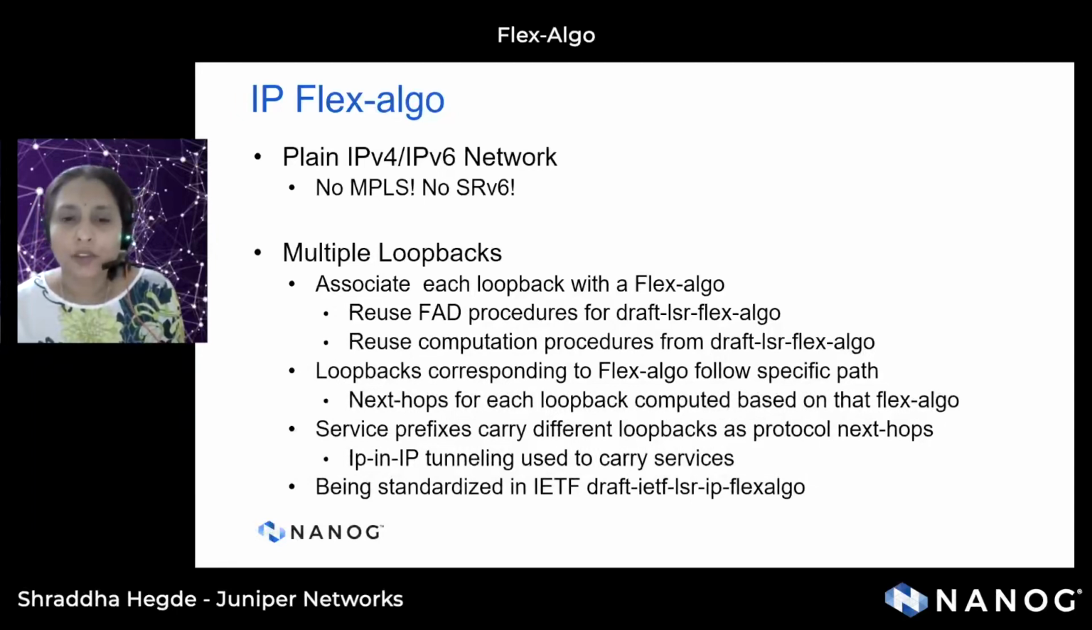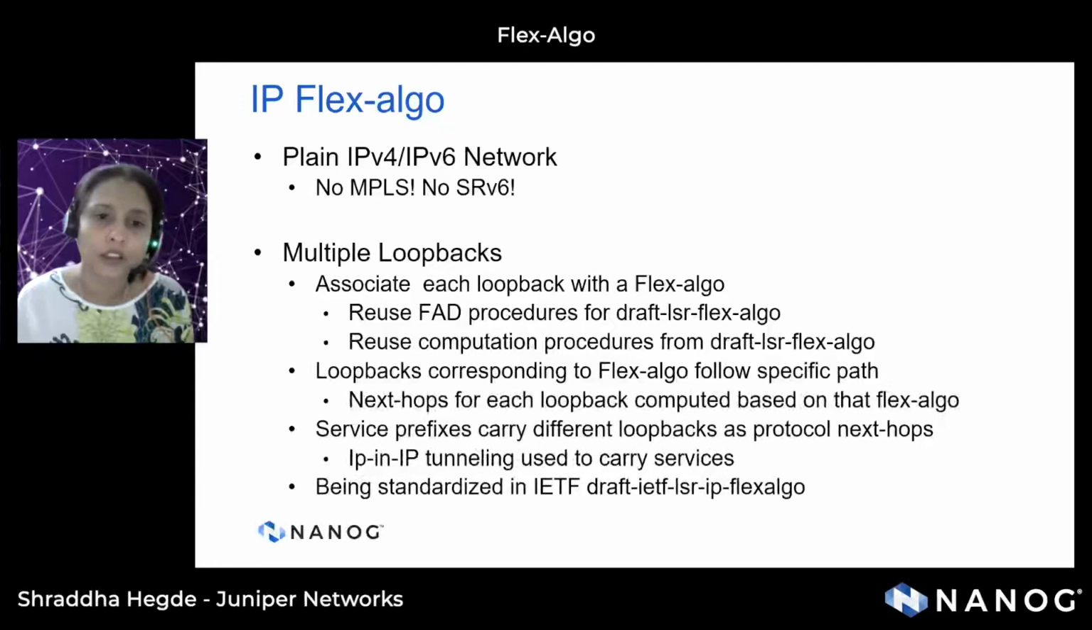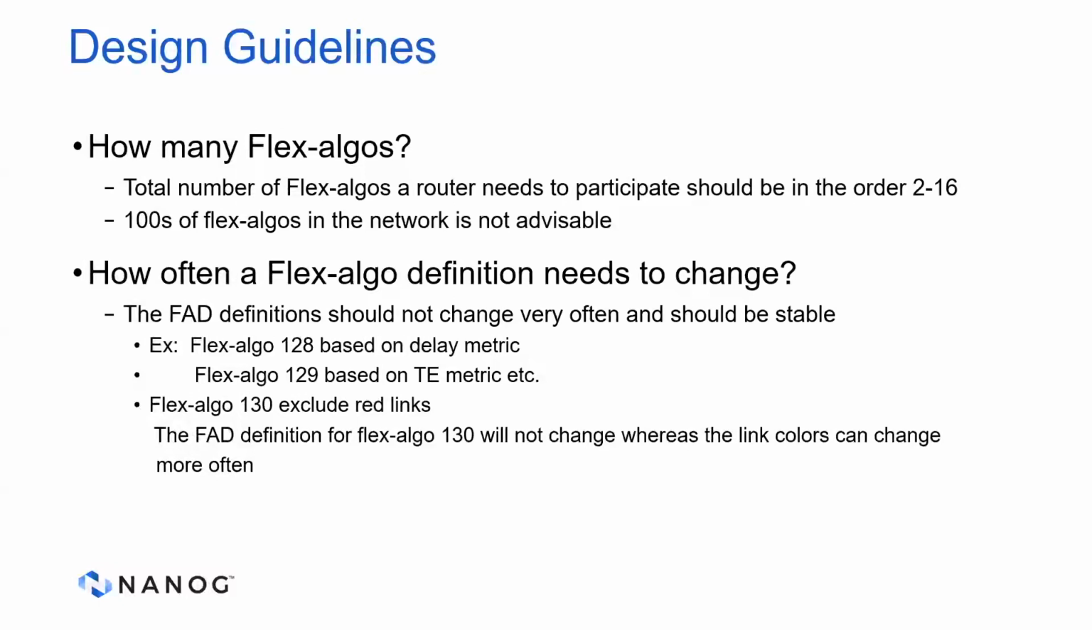Then, let's say there's a service prefix which wants to use the red flex algo, that would use a protocol next hop corresponding to the red loopback, and similarly a blue one would use a blue loopback. And then they would use IP-in-IP tunneling to route within the core network. This is being standardized in the IETF, again in the LSR working group, and the draft name is draft-ietf-lsr-ip-flexalgo.